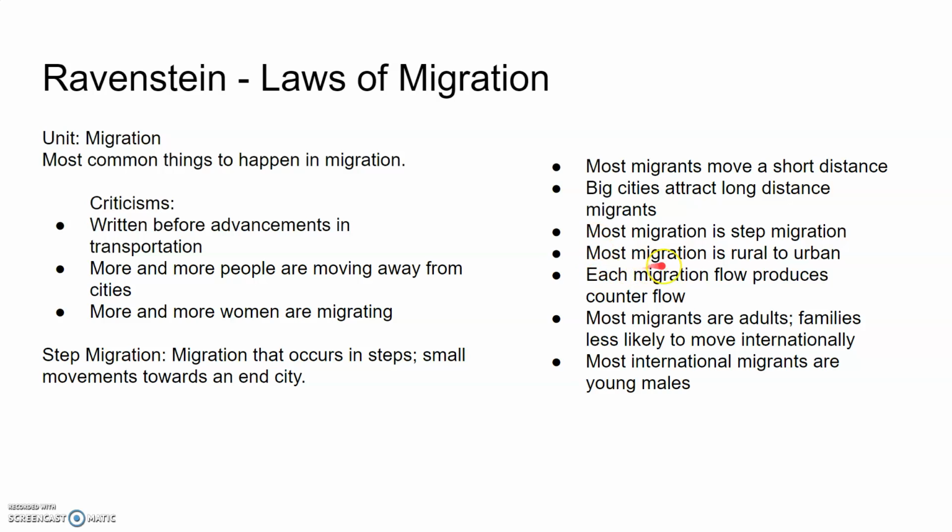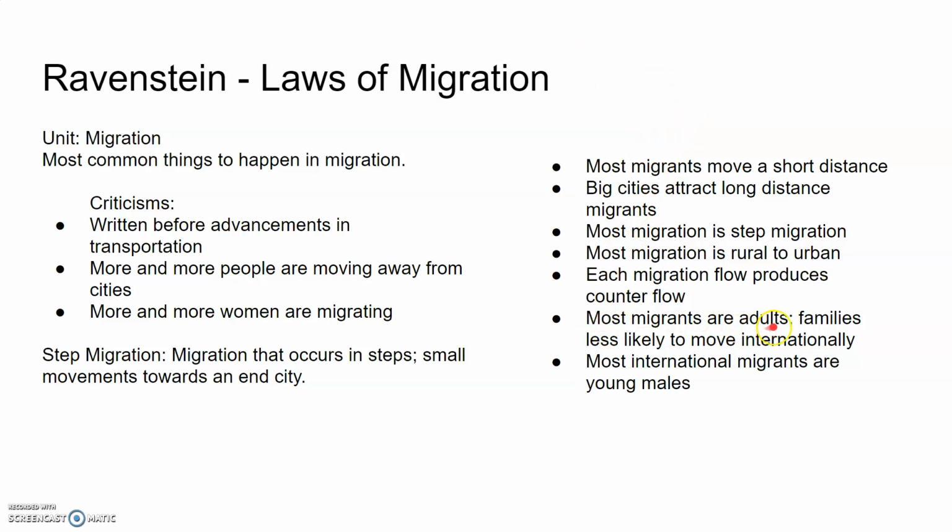And the next is you're more likely to move from rural to urban. So you're more likely to move from metro Atlanta to the inner city. And another thing is that migrant flows produce a counterflow. So let's say you have Canadian migrants moving to the US, you also have US migrants moving to Canada.